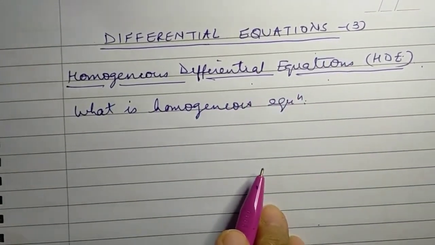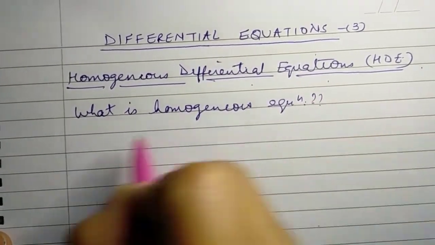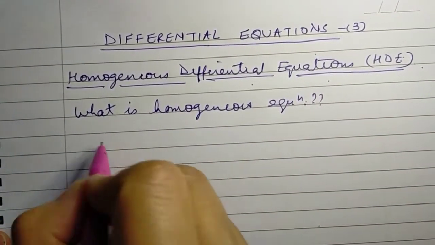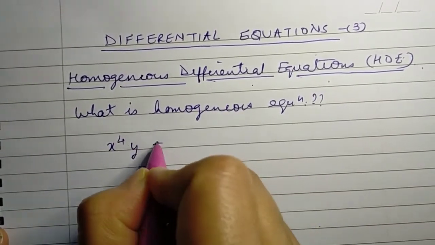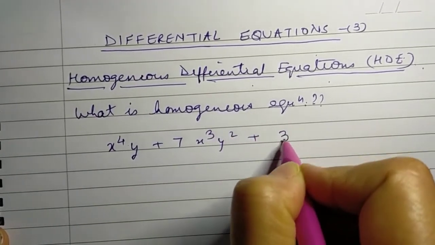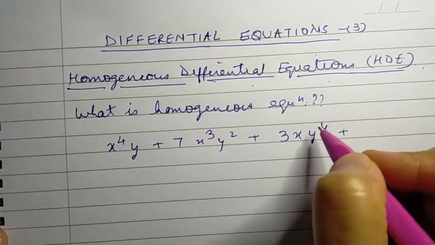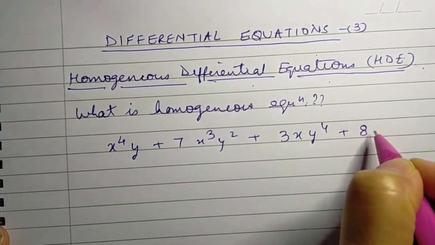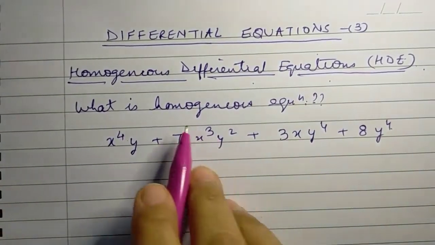Now, suppose we have an expression in x and y which is such that, let's say, x^4 y plus 7x^3 y^2 plus 3x y^4 plus or minus, it could be anything, 8, let's say, y raised to power 5. So what do we observe here?